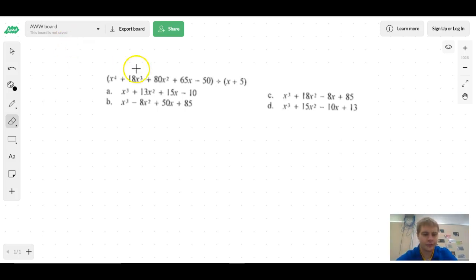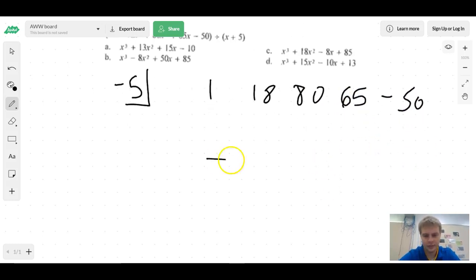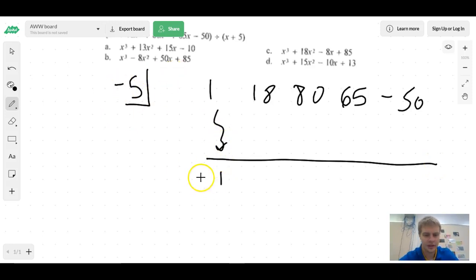As you can see, this first one is a division of polynomial problems. Because it doesn't have a number in front of the x, I'm going to use synthetic division. So for the synthetic division on this one, first I choose -5 because that's the root of this thing. And then we just go through and we write down the numbers: 1, 18, 80, 65, and -50. From there, we're going to draw a line. The first number is always dropped down, so we can take this and multiply right here. So that'd be -5. When we add, that's 13.